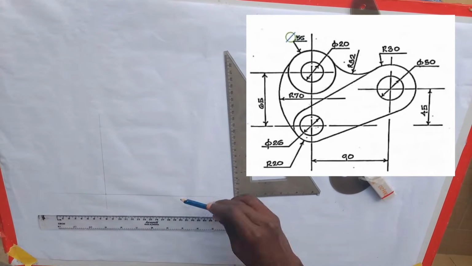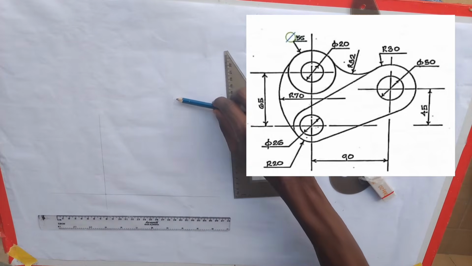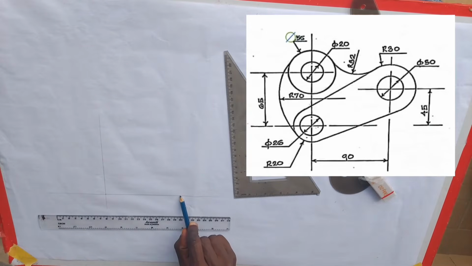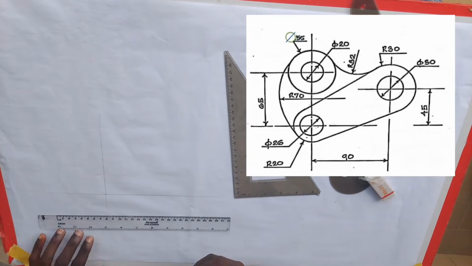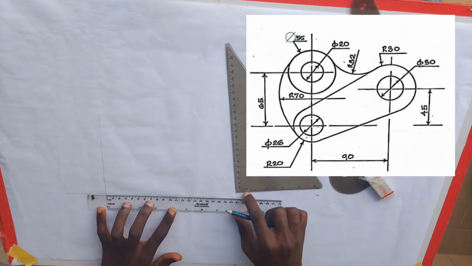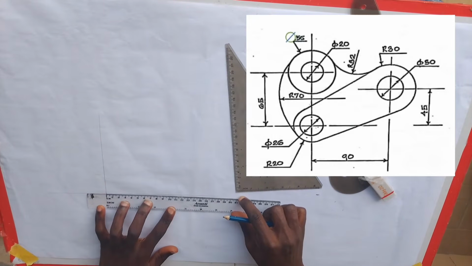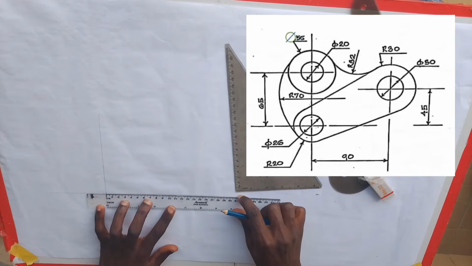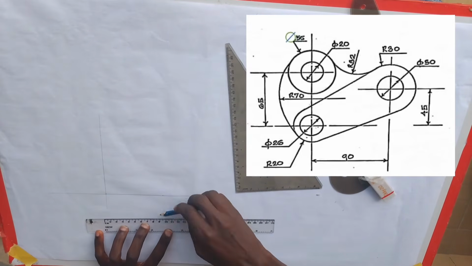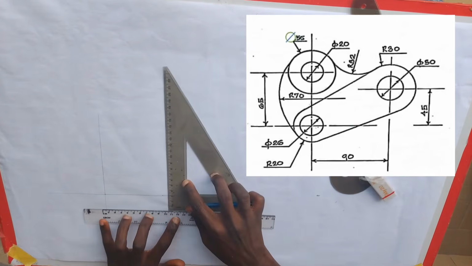Now you see that there's another line that comes like this, but the distance between this line and this line is what is given to be 90 millimeter, as you can see. So 90 millimeter is the same thing as 9 centimeter. So I'll measure 9 centimeter here. So you see that there's another line coming straight like this. So I will draw the line.